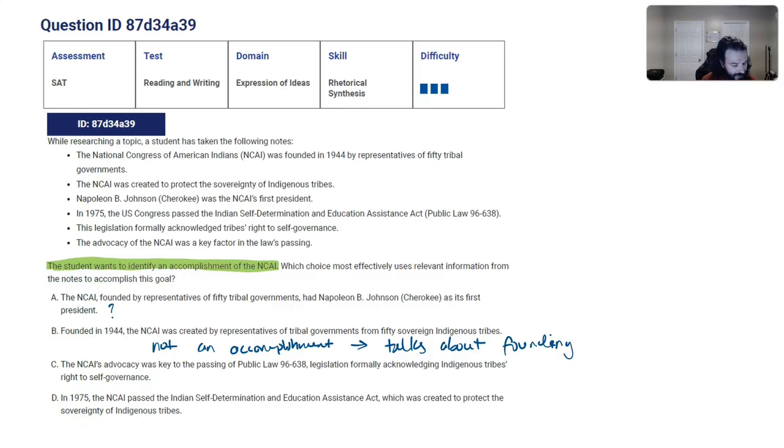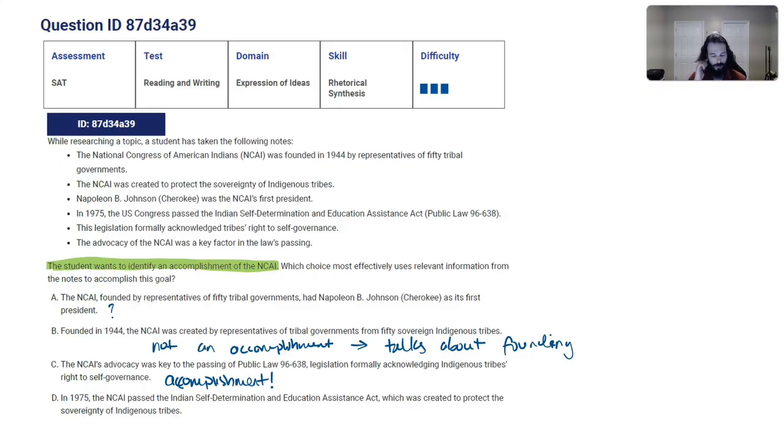If we take a look at C, the NCAI's advocacy was key to the passing of Public Law 96-638, legislation formally acknowledging indigenous tribes' rights to self-governance. That's definitely an accomplishment, right? This is something that they accomplished. And so C definitely looks like the answer.